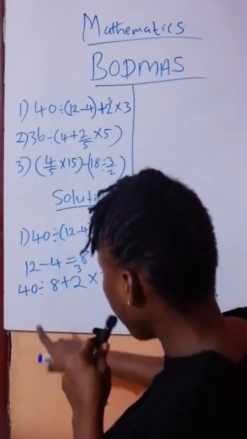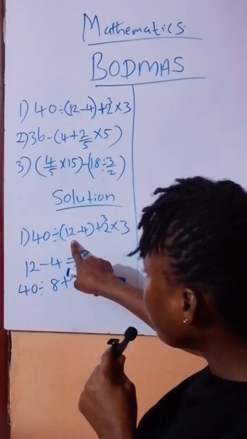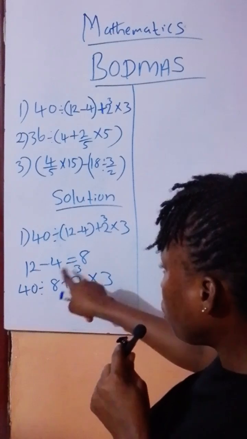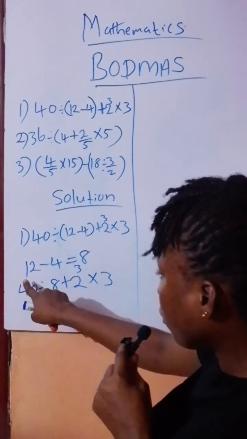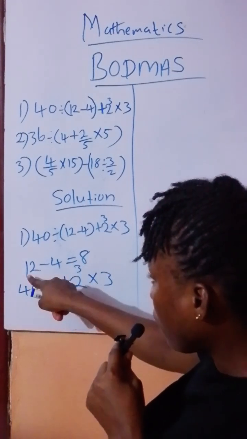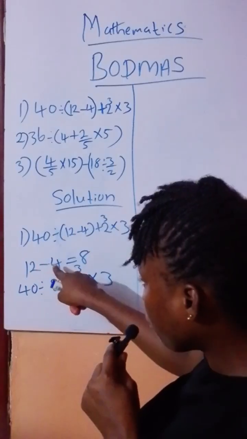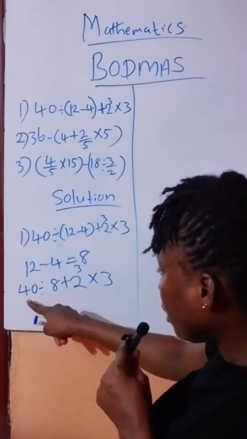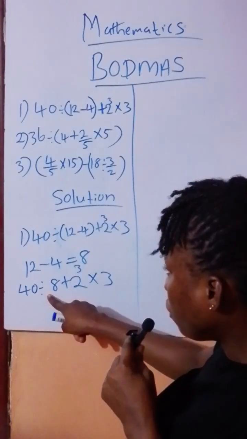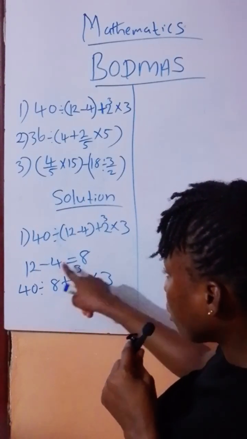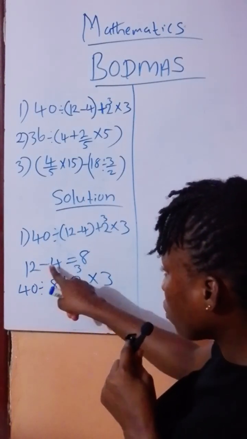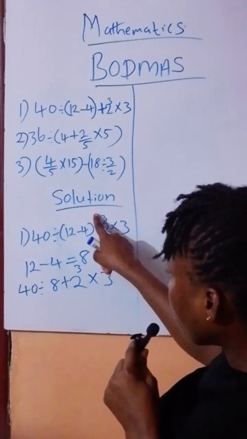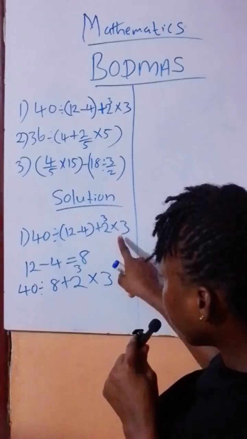This is what I did here. We open this bracket, 12 minus 4, which is going to give us 8. I brought it down here. 12 minus 4 is equal to 8. Then bring down our 40, the division sign. This 8 is the 8 that we got when we said 12 minus 4. This is the 8 plus 2 raised to power 3 times this 3.